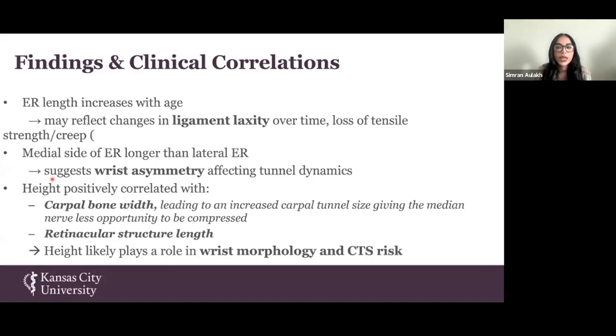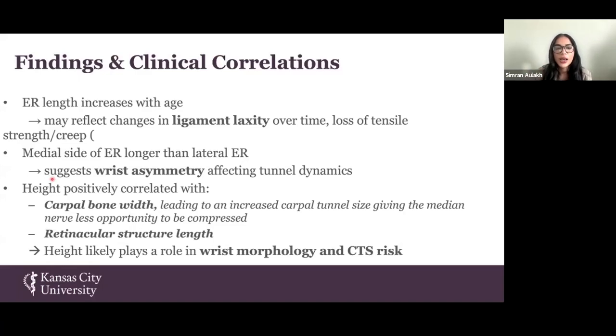So, one of the big takeaways was that the extensor retinaculum gets longer with age, which might be due to some changes in elasticity or just long-term use of that wrist. We also noticed that the medial side of the extensor retinaculum was consistently longer than the lateral, which shows that there's some natural asymmetry going on that can impact how the carpal tunnel can behave structurally.